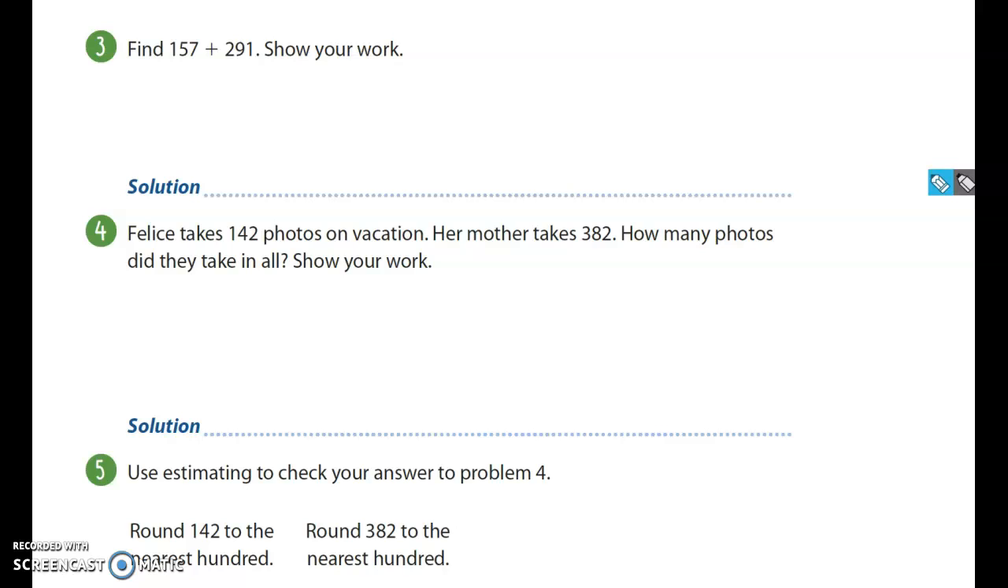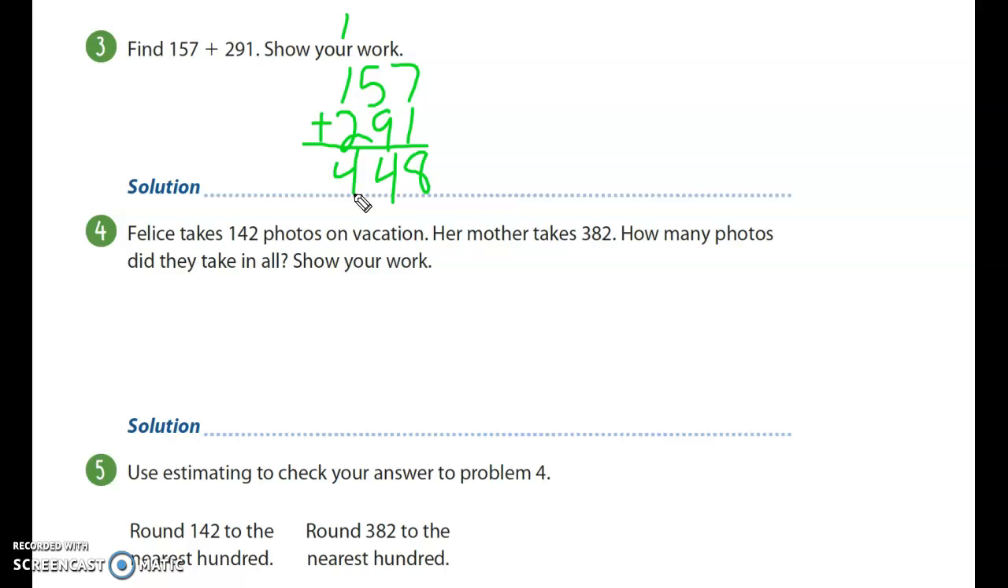Show your work. Couple ways. I can go 157 plus 291, right? 7 plus 1 is 8. 5 plus 9 is 14. Put the 4 down, carry the 1. 1 plus 2 is 3, plus 1 more is 4. I could do it that way, right?